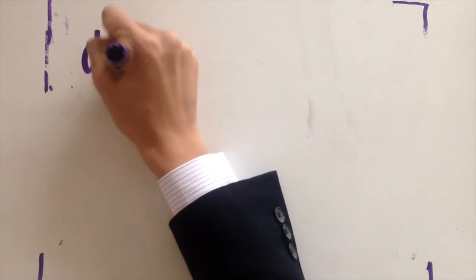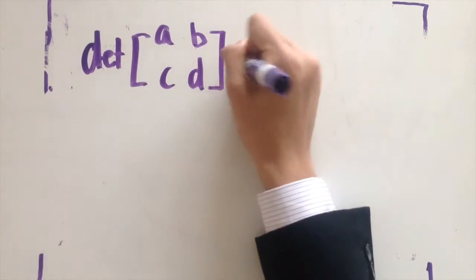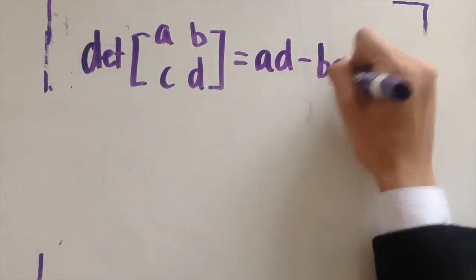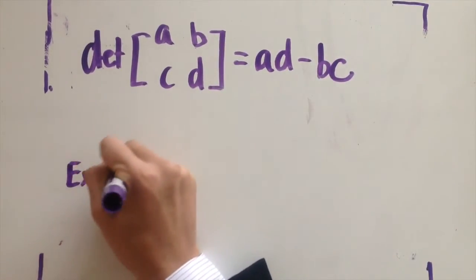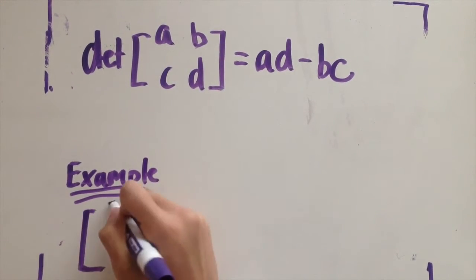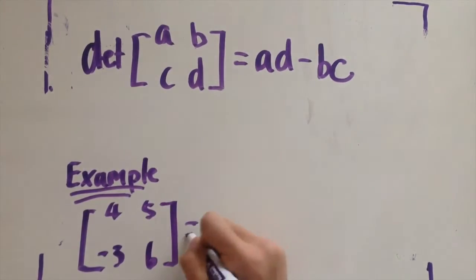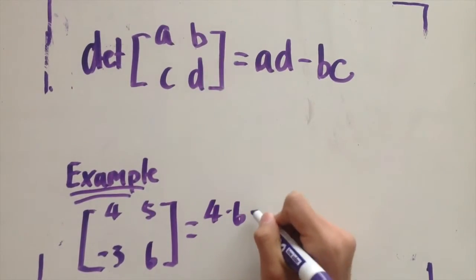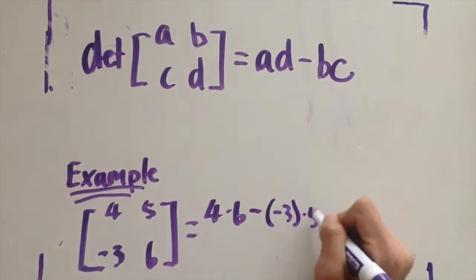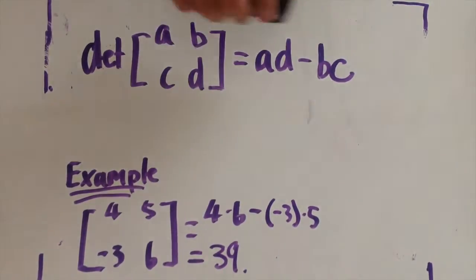To find the determinant of a matrix, you have to multiply the diagonals of the matrix. In this case, it will be AD and BC. Then you have to subtract them. For example, we have 4, 5, -3, -6. You multiply 4 and 6, then you multiply 5 and -3. Then you subtract one from the other, which comes out to be 39.